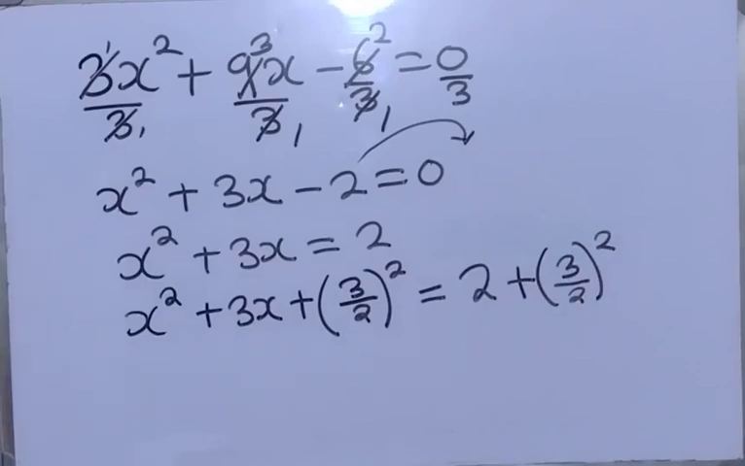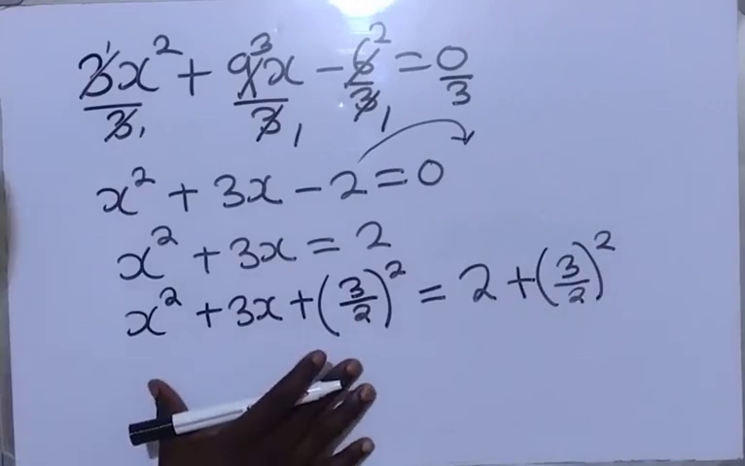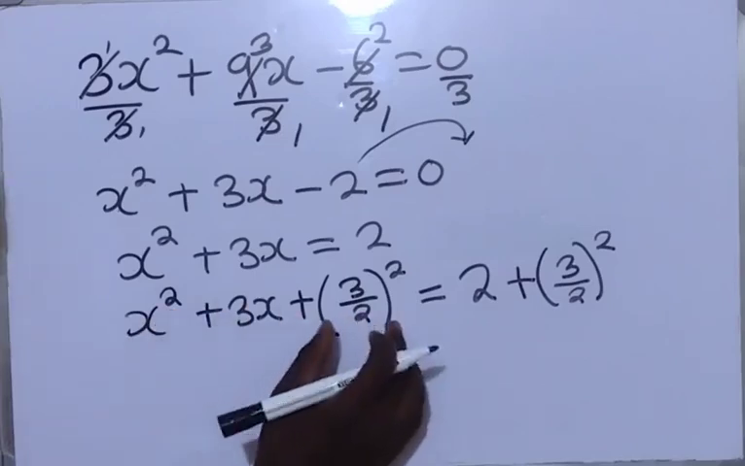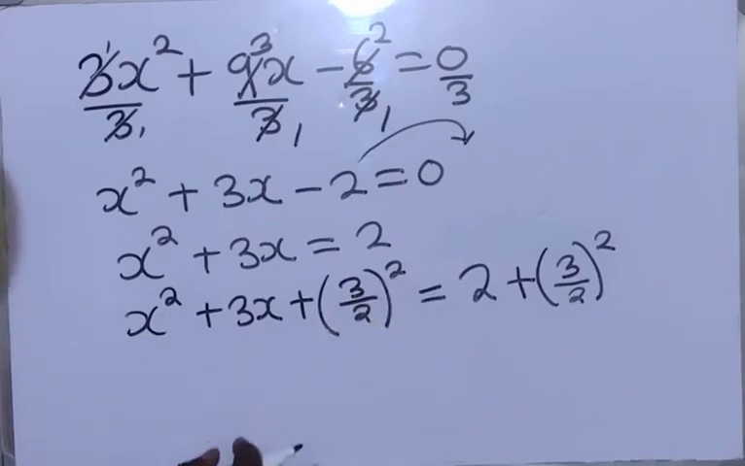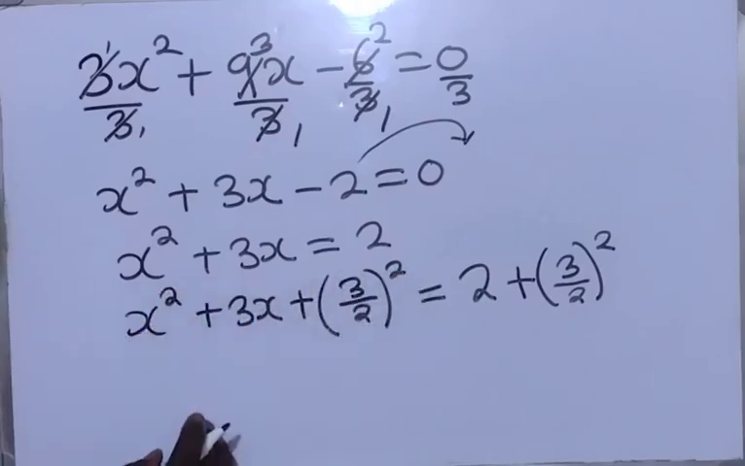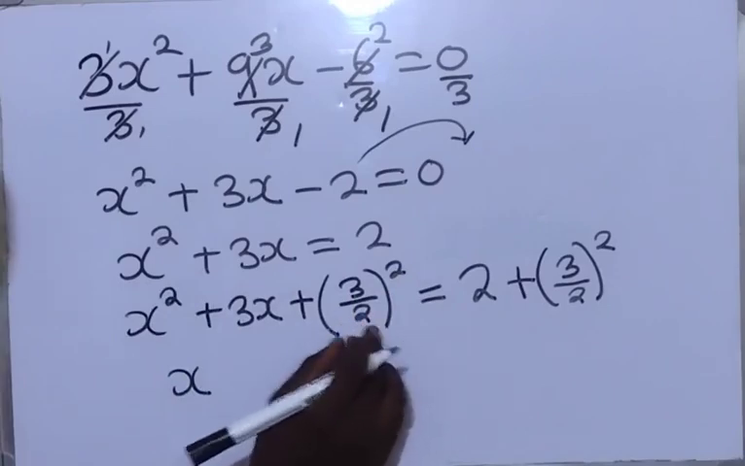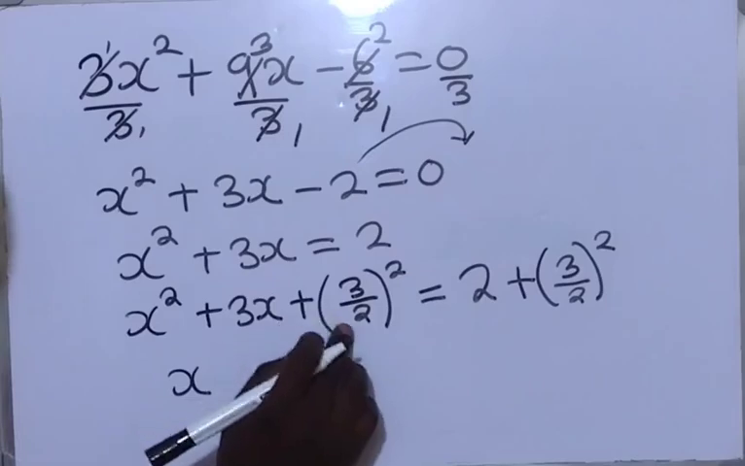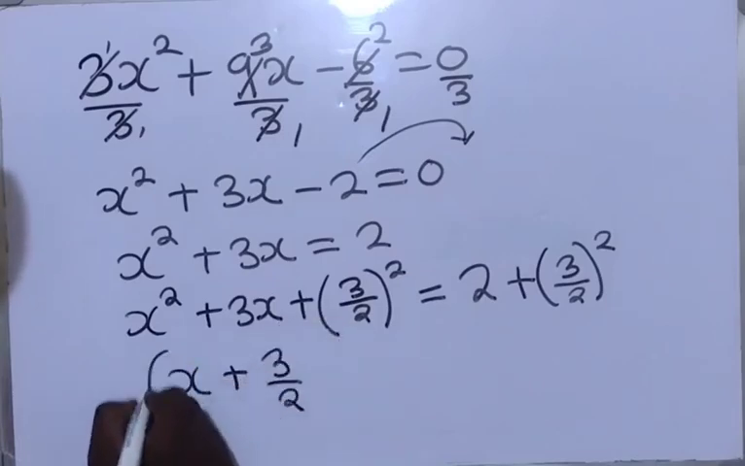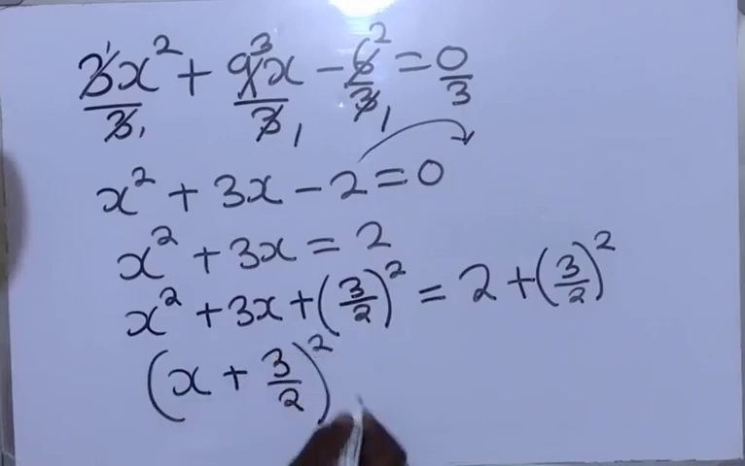Okay. Then on the left-hand side, I want you to focus on something. You have x squared, and again, in brackets, you have 3 over 2 squared. These squares, we can factorize. We can just write it as x, then we take what is inside the brackets. We have 3 over 2, and it's positive, so you write plus 3 over 2. You put it in brackets, then you square it.